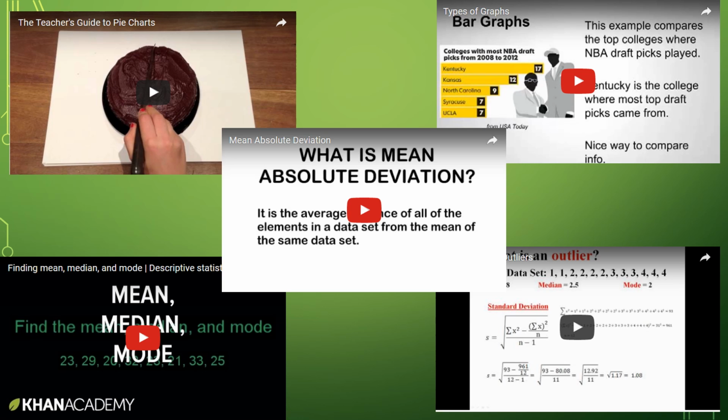And talking about an outlier down on the bottom right, what is an outlier? Now I'm going to tell you, don't worry about the standard deviation. We don't do that in elementary school at all. So just follow the short video that explains what an outlier is and how that helps you make decisions on what central tendency to use. So should I use mean, median, or mode when there are outliers in my data set? And then the center one talks about mean absolute deviation, what it is, and how it can be figured.